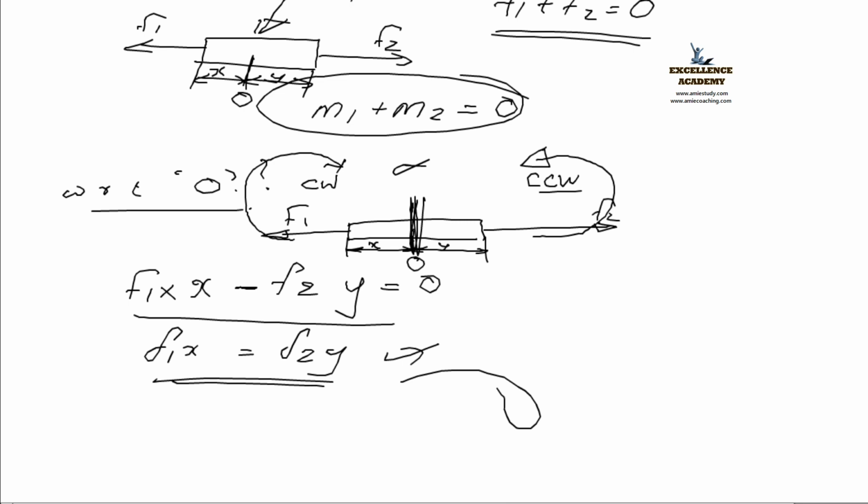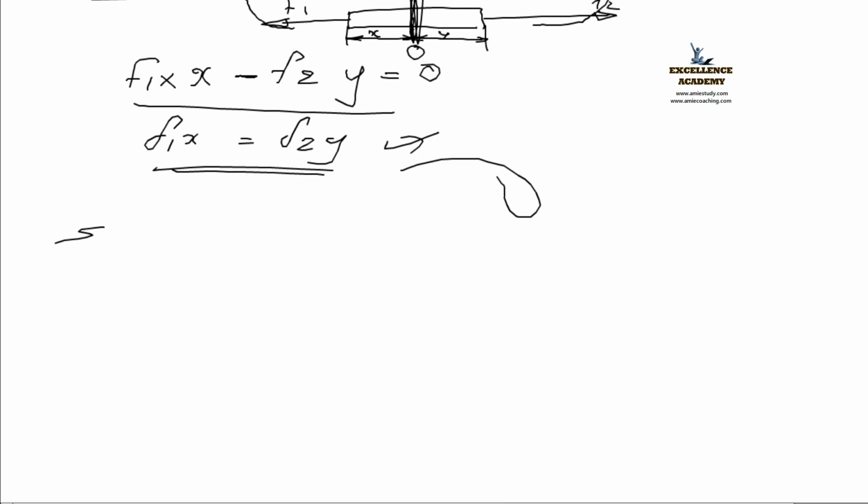These two things are called the principle of equilibrium. It states that a stationary body, when subjected to a number of forces, will be in equilibrium if the algebraic sum of the forces as well as the moments is equal to zero. We represent it like this: sigma F equals zero, sigma M equals zero.